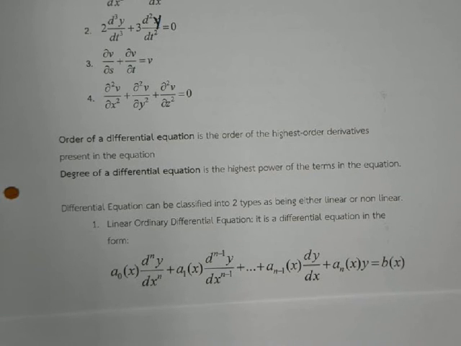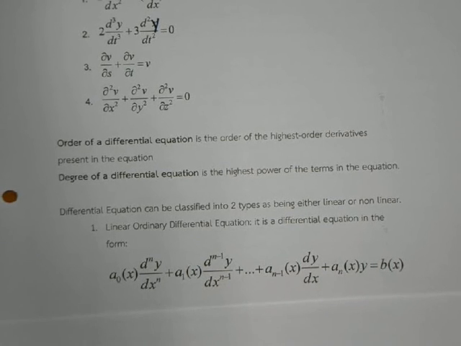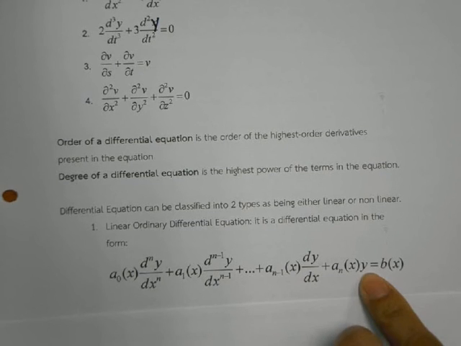And another thing: A0, A1 until An have to be constants or functions of the independent variable, in this case, a function of x. And this y has to be y, it shouldn't be any function of y. It has to be the dependent variable itself, it cannot be y times y to the power 2, cannot be cos y, cannot be sin y, cannot be exponential of y. It has to be y.